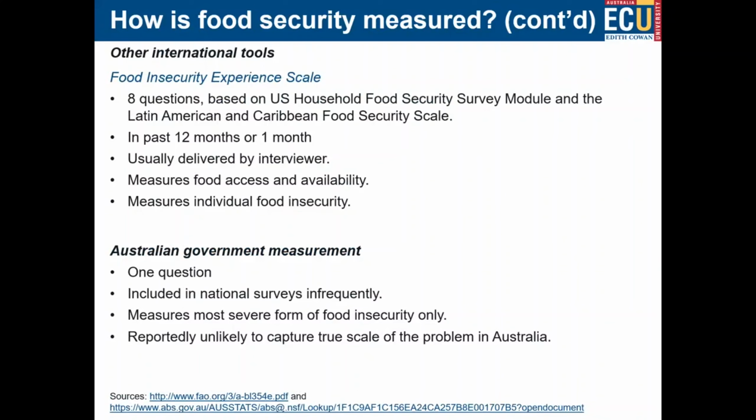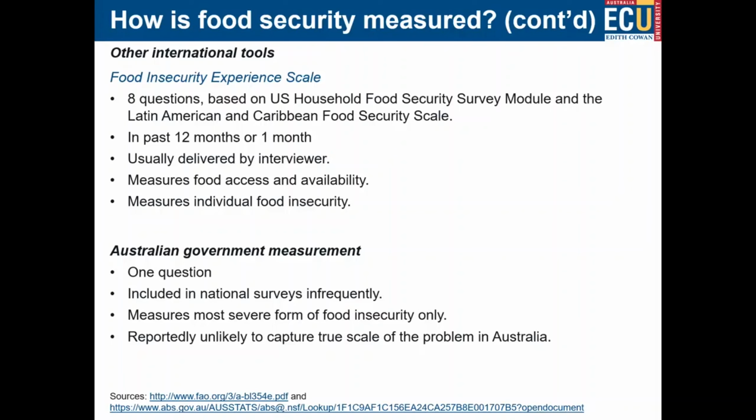Some other examples are there's the Food Insecurity Experience Scale. That's a newer scale or tool, but it has been used across different population groups in different countries. It has 8 questions and it is based on the US Household Food Security Survey module and also the Latin American and Caribbean Food Security Scale. Again, you can use a year reference period or a month, last 30 days. This particular tool is usually delivered by someone interviewing people, and it measures food access and availability as well as individual food insecurity of someone.